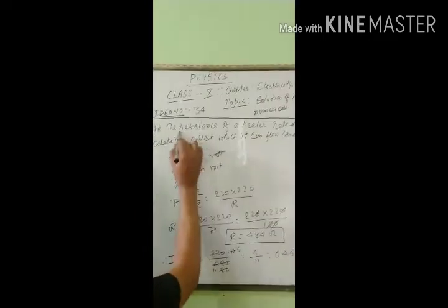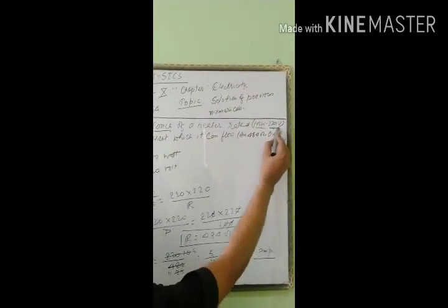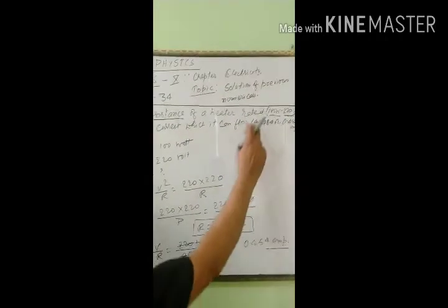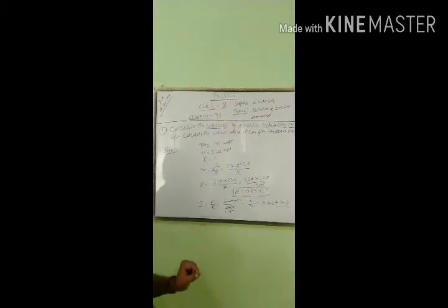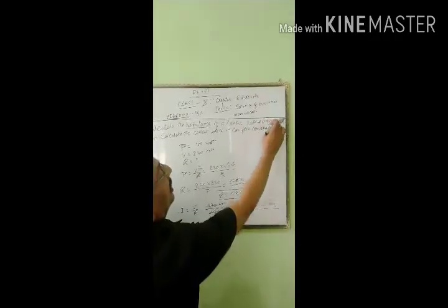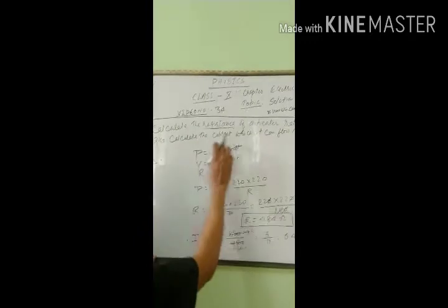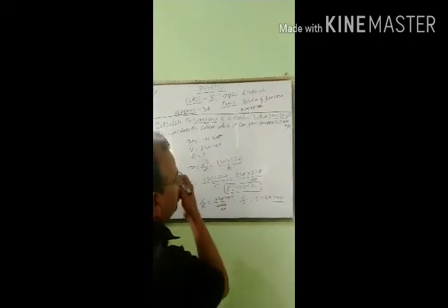Calculate the resistance of a heater rated 100 watt and 220 volt. It means the power of the heater is 100 watt and the potential difference between the ends of this coil, the coil of the heater, is given as 220 volt. Also calculate the current which it can draw.